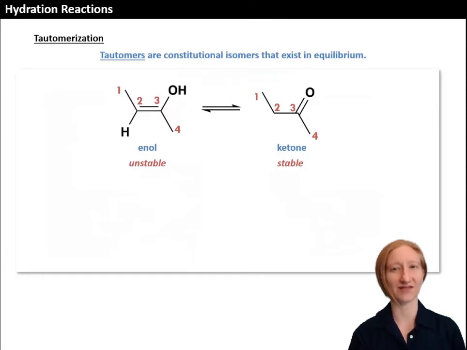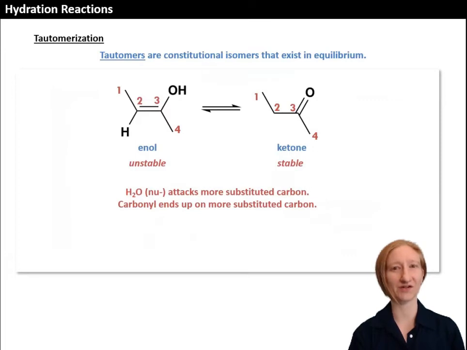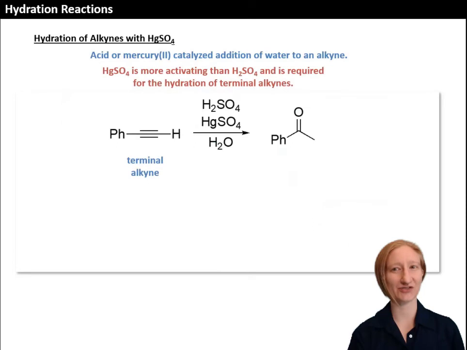We should also recognize here that in the hydration step of the reaction, the nucleophile, the water, will attack the more substituted carbon. And that means that the carbonyl, or the ketone, will end up on the more substituted carbon after tautomerization. We noted at the beginning of this lecture that acid and water alone will enable the hydration of internal alkynes. But for terminal alkynes, we need to include HgSO4, mercuric sulfate, to help facilitate the reaction. And the mechanism or pathway of that reaction is a little bit different from what we've seen so far.